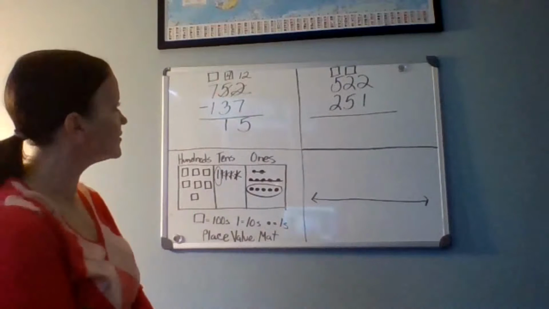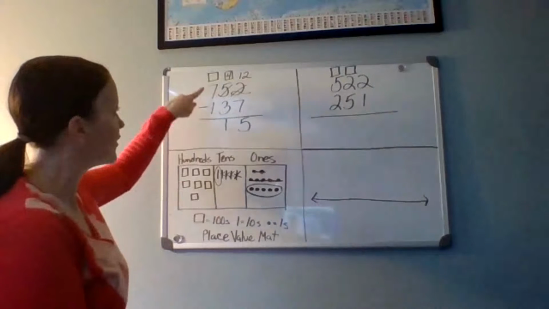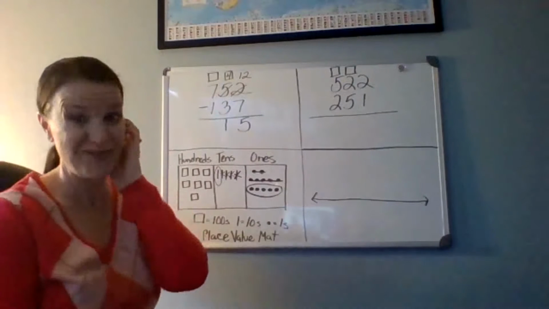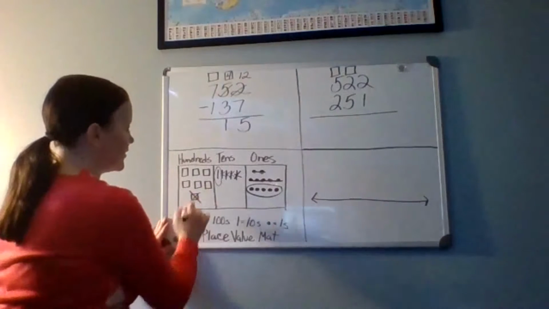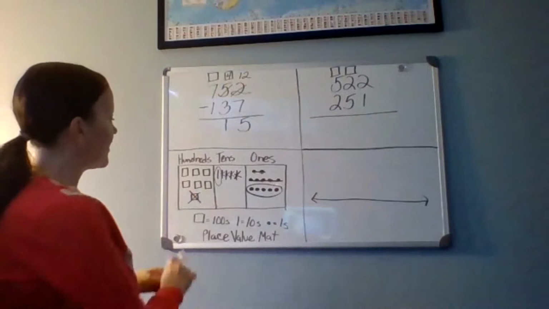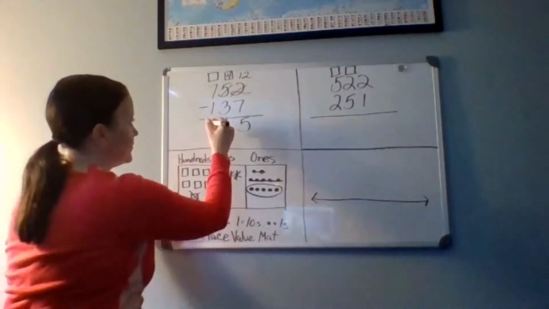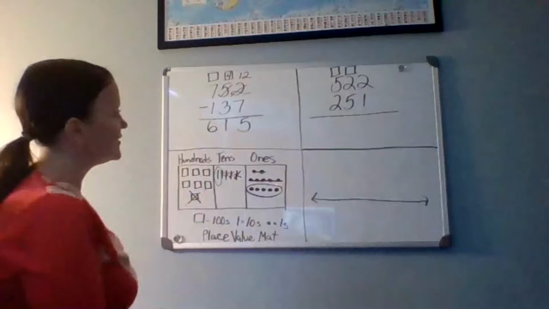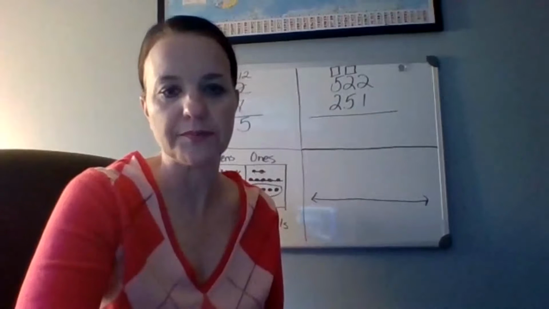Okay, now let's look in our hundreds column. I need to take 100 away from 700. Can I do that? I can. I'm just going to cross off the 1 here. 100. I have 1, 2, 3, 4, 5, 6 left. So our answer is 615. Let's look at our next problem.